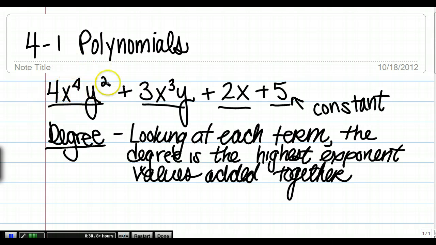So if I look at just the degree of this term, I have 4 plus 2, which is 6. So this would have a degree of 6. Here I would have 3 plus 1, and 3 plus 1 is 4. This one would have a degree of 1, and this one would have a degree of 0, because there is no x or y value. So you would know that your degree for this polynomial is 6, because that's the highest power when you add them together.